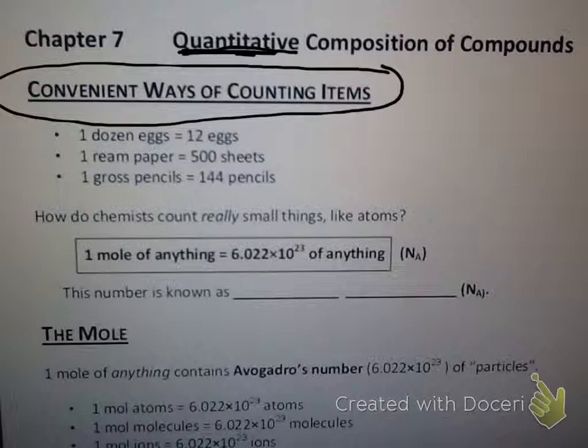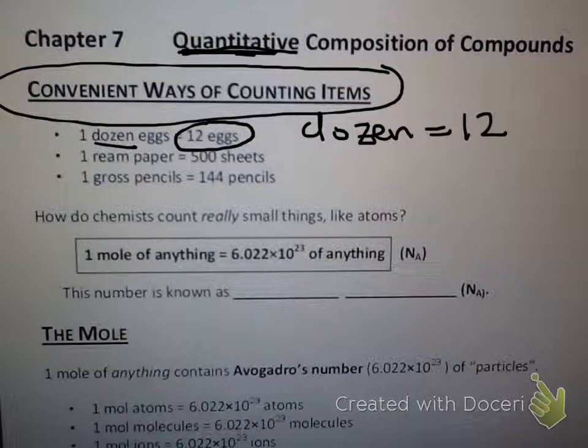Well, for instance, if we're counting eggs, when you go to the grocery store to get 12 eggs, you don't count 1, 2, 3, 4, 5, 6, 7, 8, 9, 10, 11, 12. We know that 12 eggs is a dozen eggs. So when we count by 12s, we usually say we count by a dozen. A dozen is just a unit that means 12. So it's a unit that refers to a number.